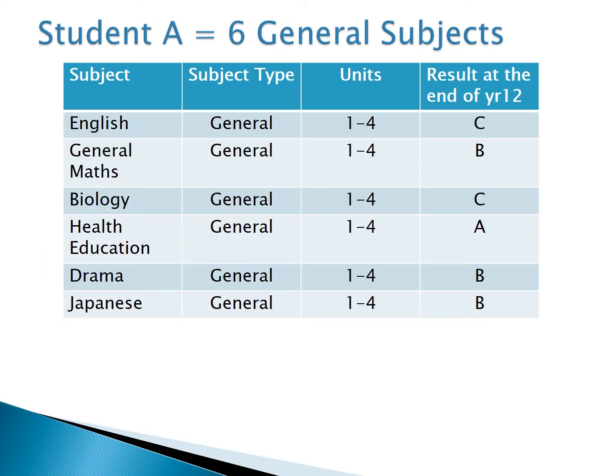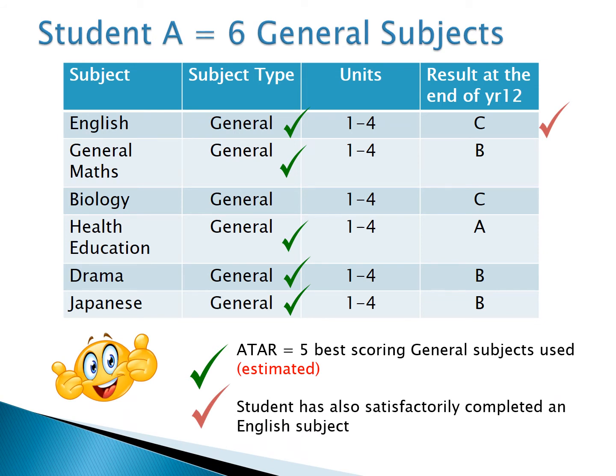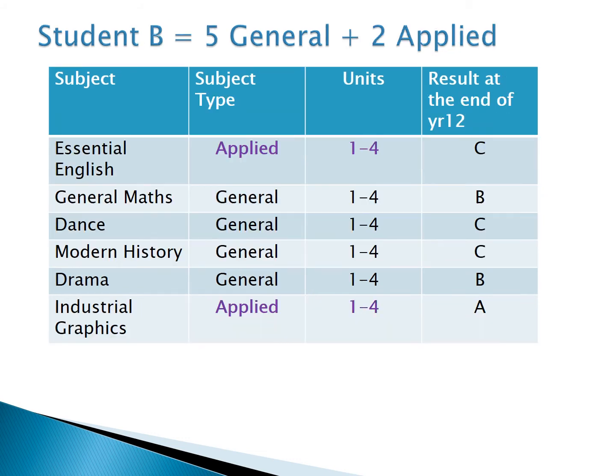So let's have a look at this student. We can see that they're doing all general subjects, so there's 6 general subjects there, and they've got some mixed results. To get an ATAR, one of our choices was to do 5 general subjects, and we said before that if you do 6 general subjects, your ATAR would be calculated on your 5 best scoring subjects. You'll see that this student has also completed English satisfactorily, so has passed English. Remember, that's important. The student will get an ATAR.